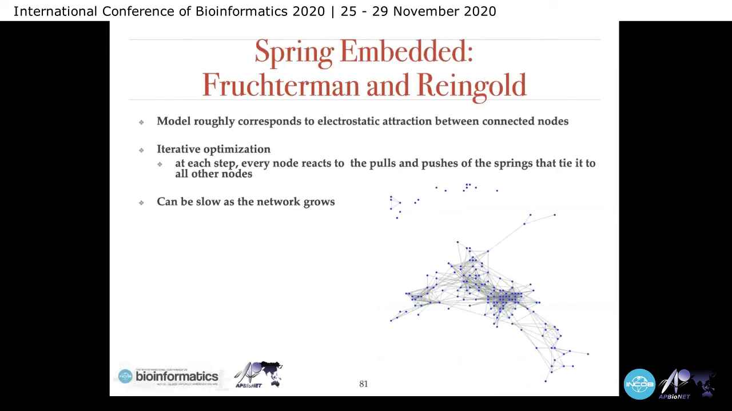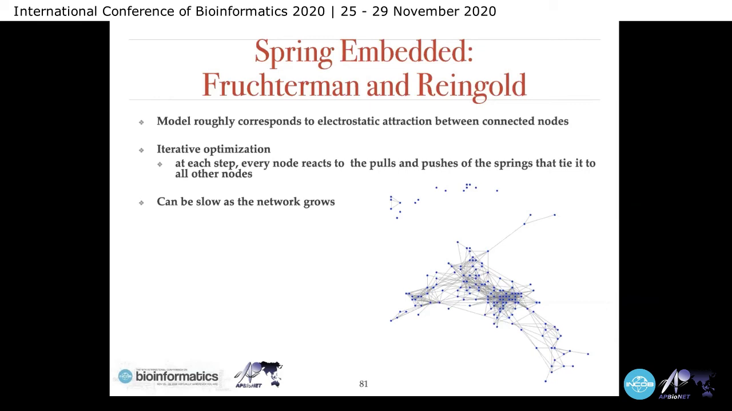Similarly, the spring embedded can be in two types. One is Fruchterman and Reingold. The Fruchterman-Reingold method, which you did try today, roughly corresponds to the electrostatic attraction between the connected nodes. So if two nodes are connected or 3 or 4 nodes are more connected to each other, they'll be closer. If others are broken pieces or disconnected pieces, they'll be thrown a little bit farther away. But this really lets you see the cliques or the associations in very large networks.